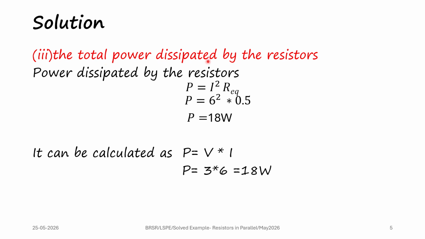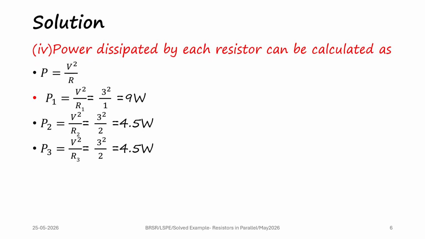The total power dissipated by the resistors is given by the formula P is equal to I square into R equivalent. The current in the circuit is 6 ampere. The equivalent value of the resistance is 0.5 ohms. So the total power dissipated by the resistors is equal to 18 watts. It can be calculated as P is equal to V into I also. Voltage in the circuit is 3 volts and the current through the entire circuit is 6 ampere. The power dissipated by the resistors is given by 3 into 6, 18 watts.